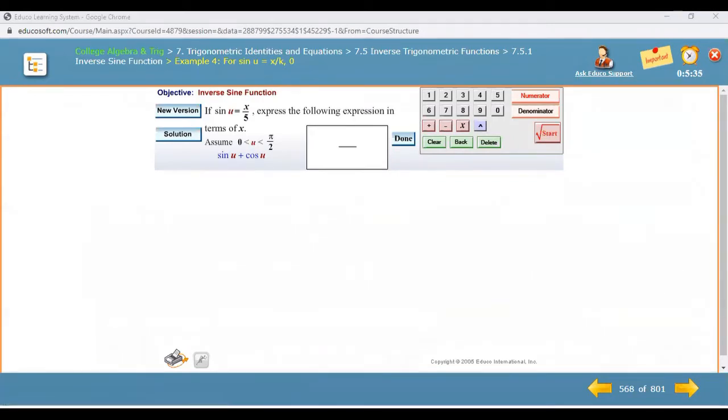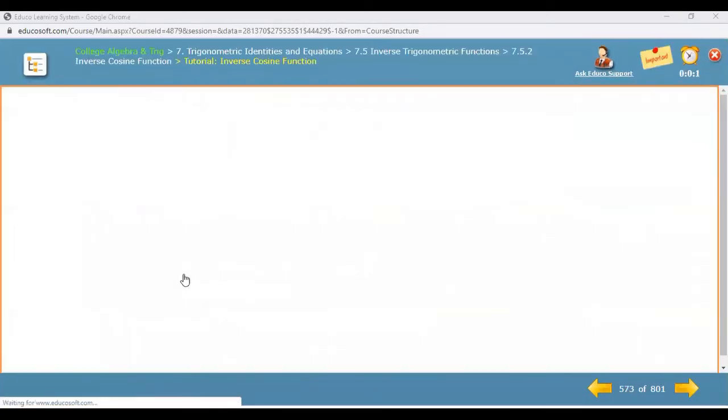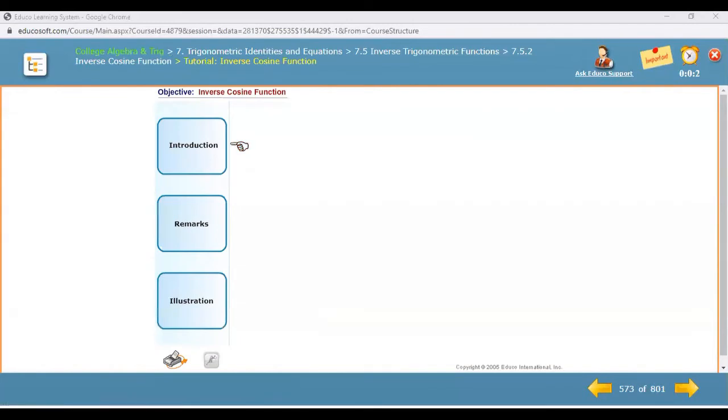Okay, now the inverses of cosine and tangent are a little bit different from sine. The only thing that differs is actually the domain and the range. That is the only thing different.